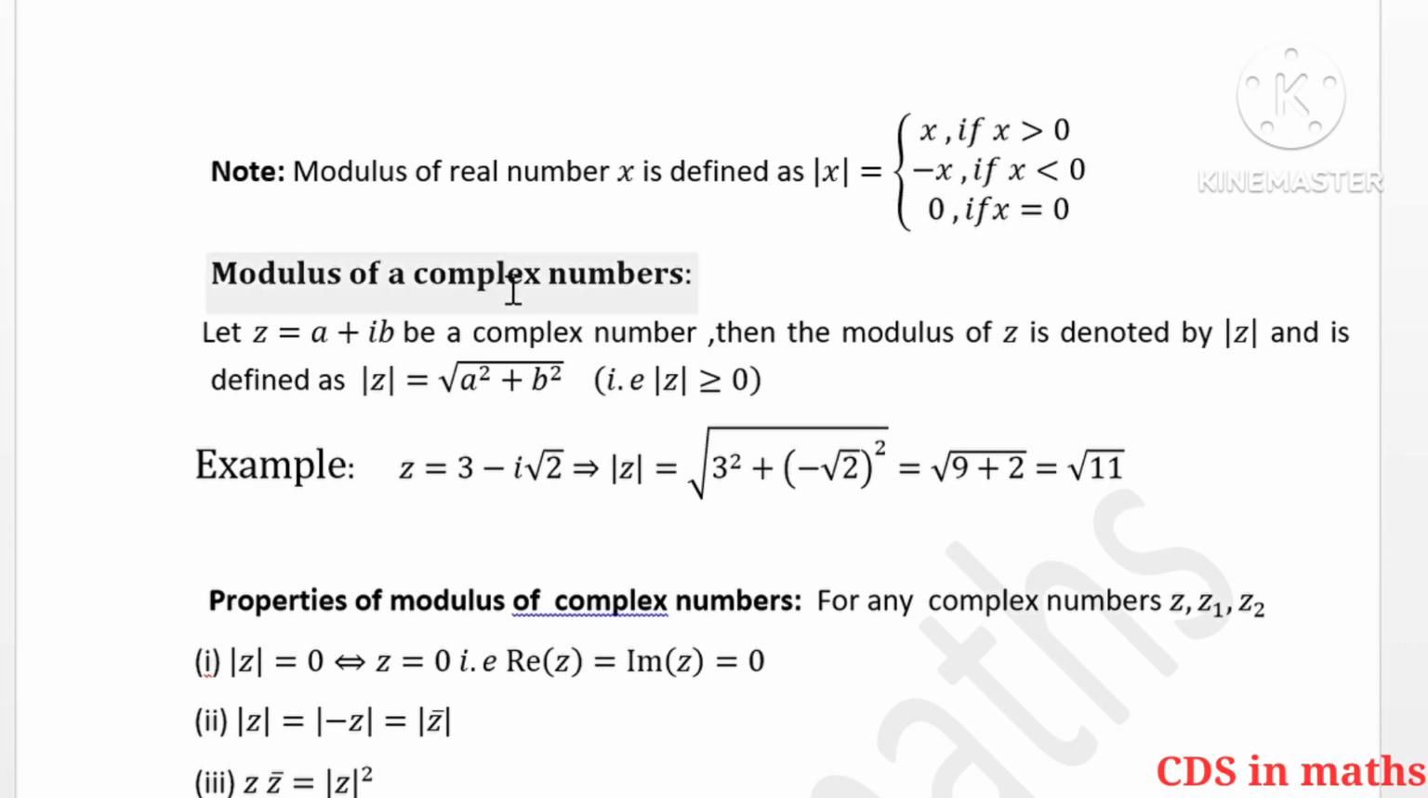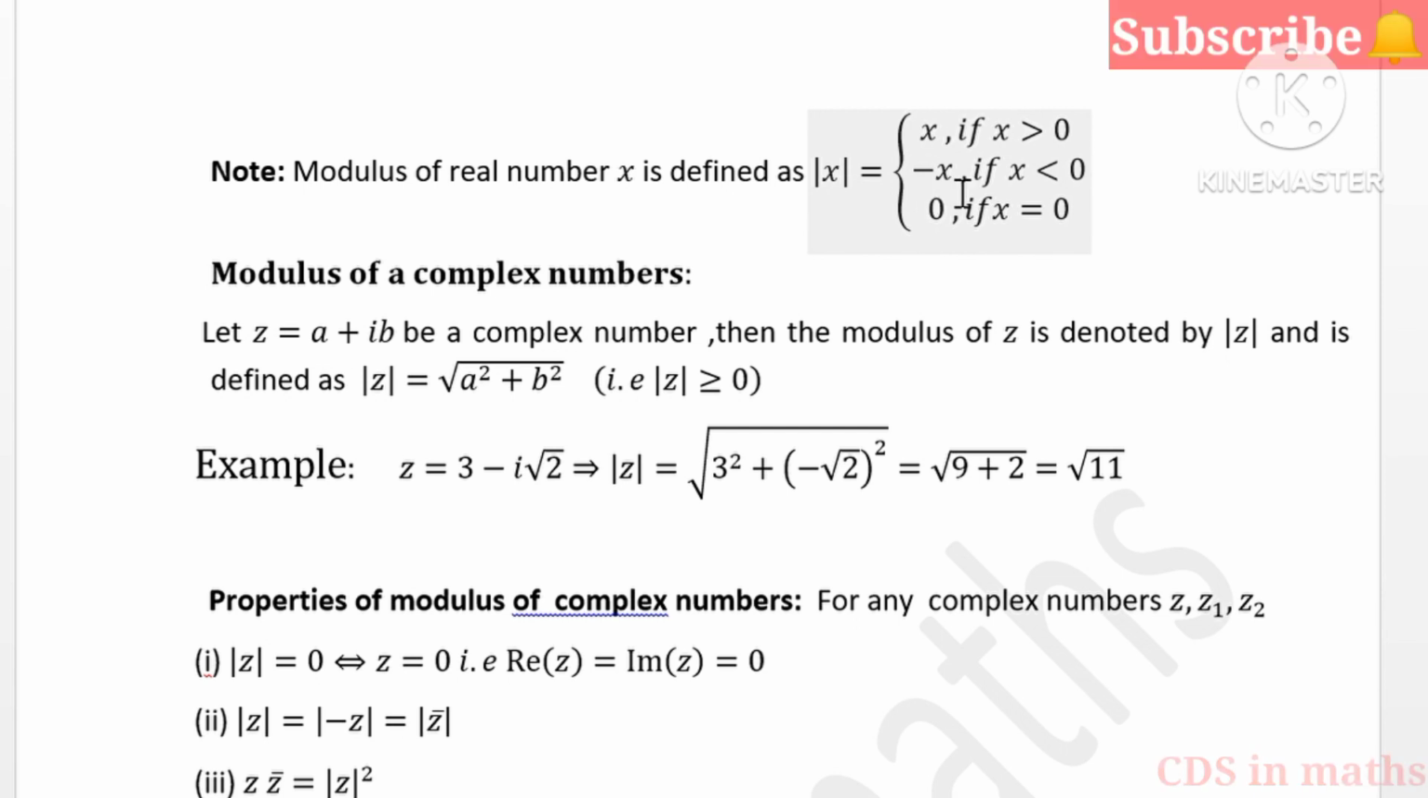Today we will discuss what is the modulus of a complex number. Before going to the modulus of a complex number, let me remind you what the modulus of a real number is. Suppose x is a real number, then the modulus of x is defined in this way. If x is positive, greater than 0, then mod of x will be x. If x is negative, then mod of x will be minus x. Actually, a negative x with another minus will make it positive. If x is 0, mod of x is 0.